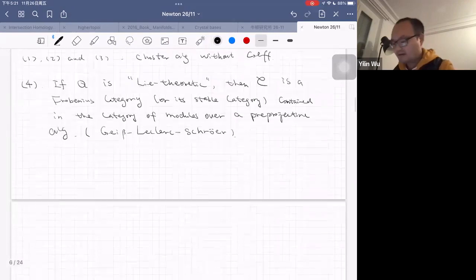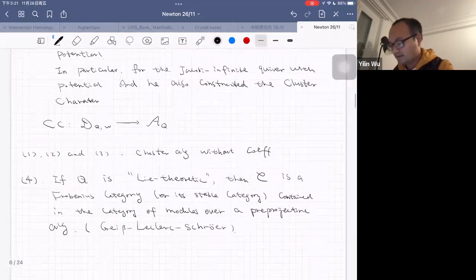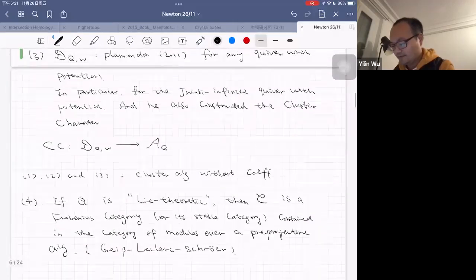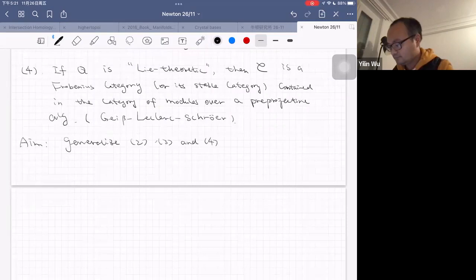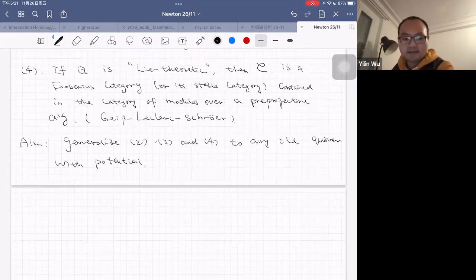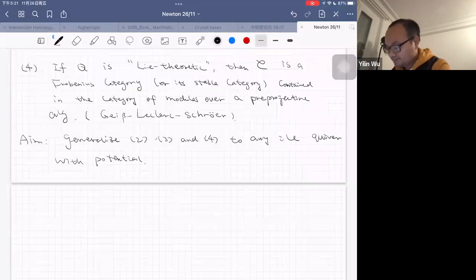So the aim of this talk is to generalize the 2, 3, and 4 to any S-quiver with potential. And then the category C is replaced by a Frobenius extriangulated category, namely the Higgs category.